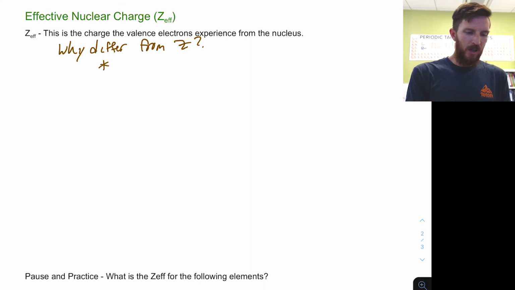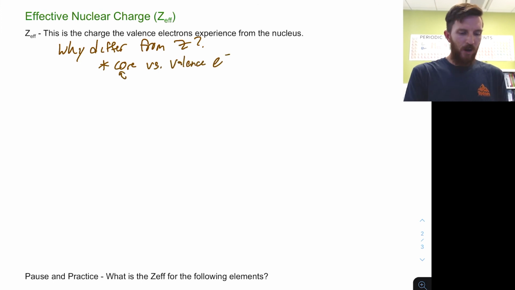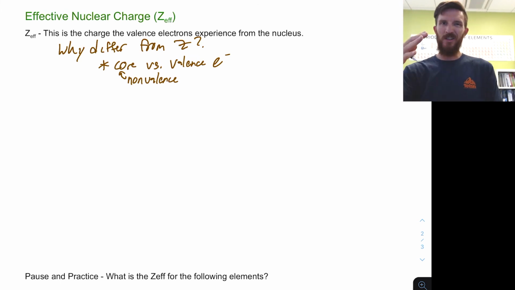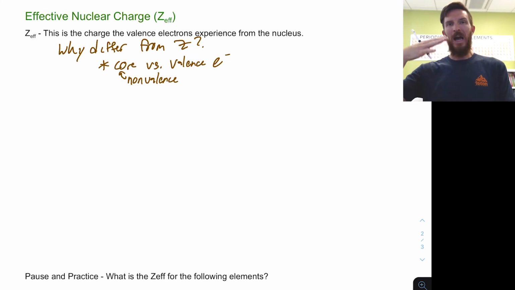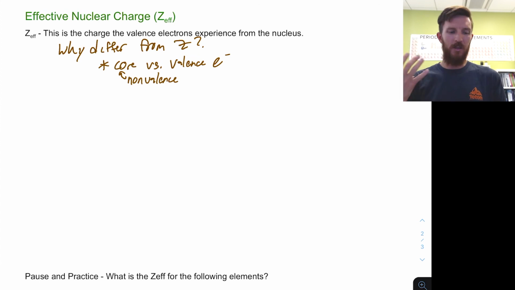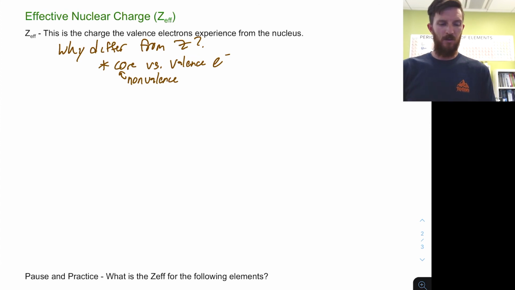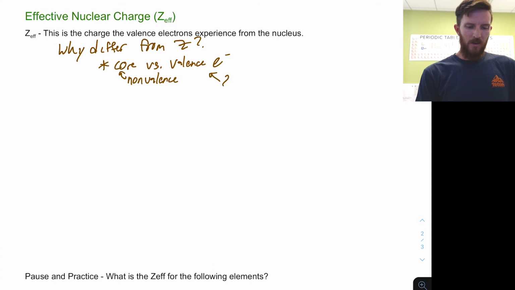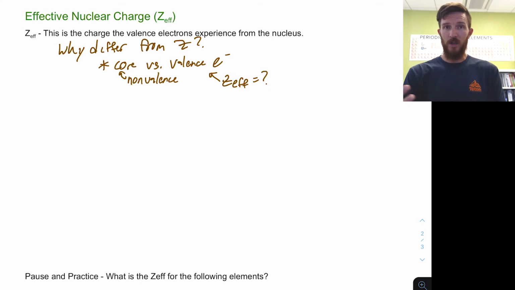And what we'll see here, one of the important things we're going to consider are core versus valence electrons. Our core electrons are basically our non-valence electrons. Those are closer to the nucleus. We call them core. And they are going to be typically more around the nucleus than our valence electrons. Our valence electrons are a little bit further out. So we're going to talk about what is the effective nuclear charge that these valence electrons experience. Do they fully feel the full charge of a nucleus, or do they not?